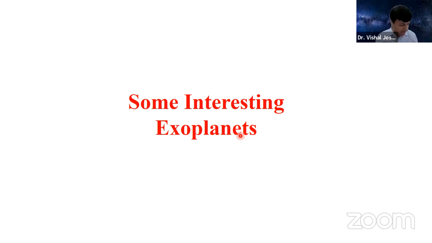With this, I will come to some very interesting examples of exoplanets. The exoplanets come in varieties. We have discovered thousands of exoplanets, and many of them are totally unique, weird, and diverse in their nature, in their characteristics, in their properties, and it's difficult to explain all these exoplanets. So I have selected some examples.